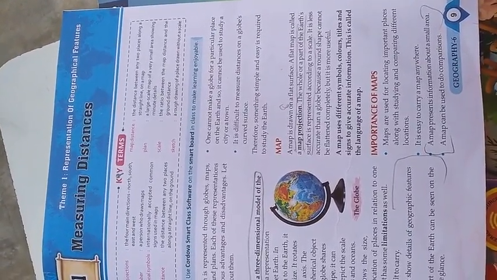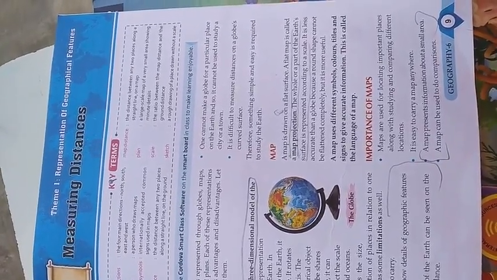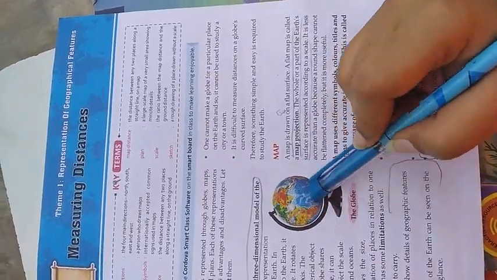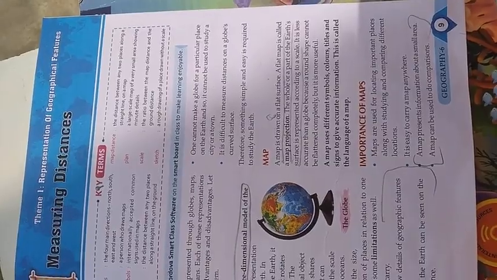We are continuing the chapter, Measuring Distance, with the topic Map. A map is drawn on a flat surface, unlike the globe, which is on a curved surface. A flat map is called a map projection. What we represent on a map is called a map projection.